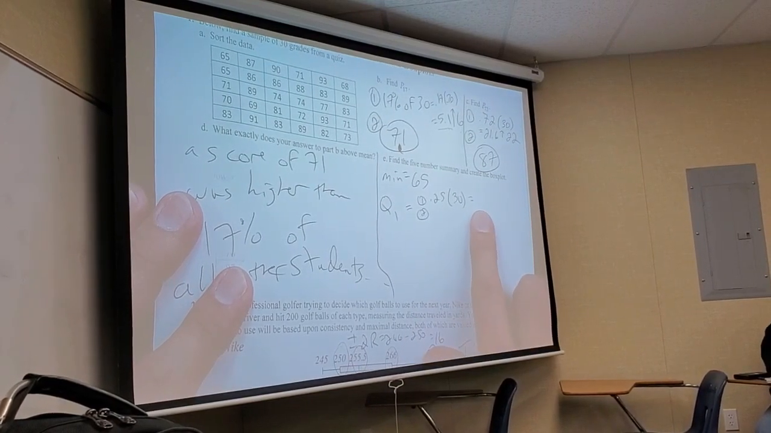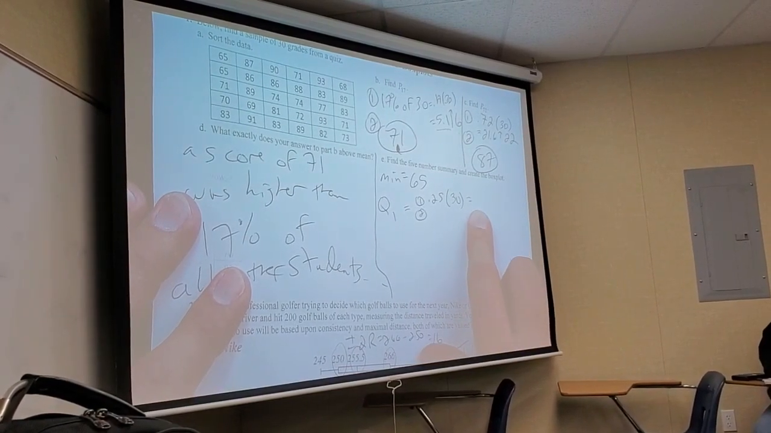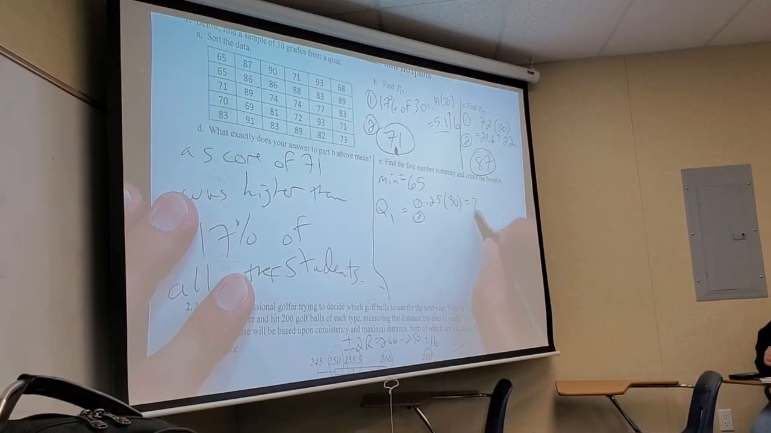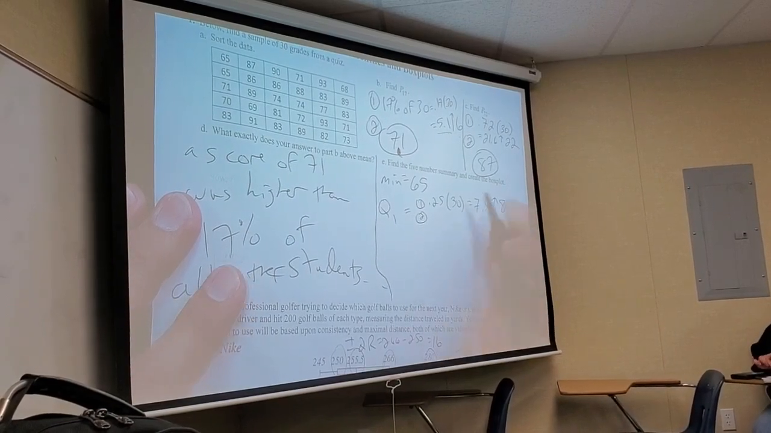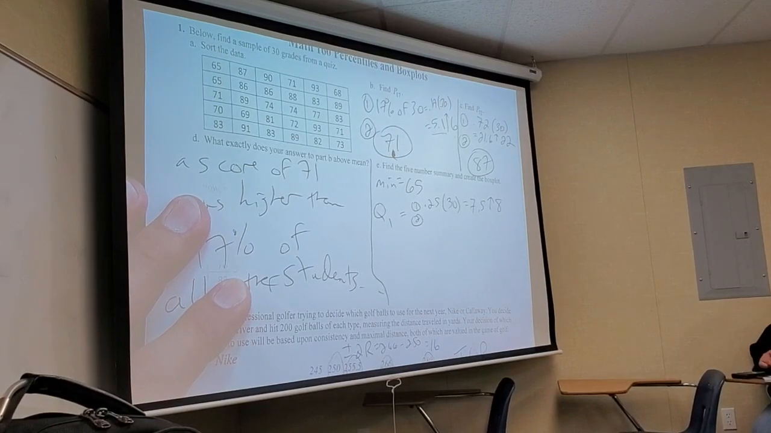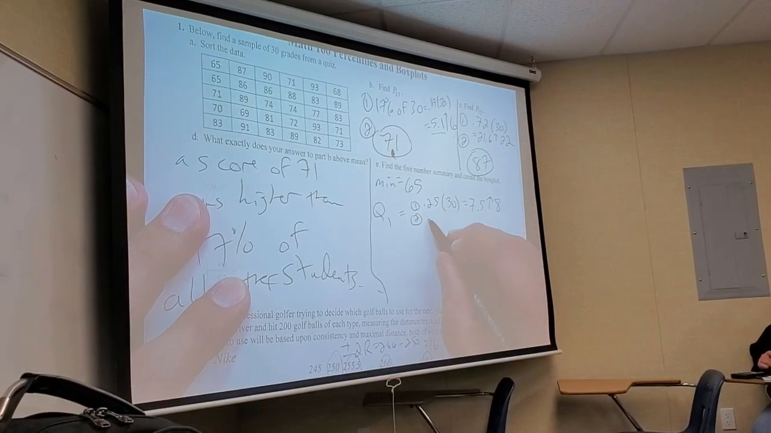What do you get? 25% of 30 is? I got a decimal and I rounded it up to 8. I love it. So you get 7.5 or something? Yep. So you round it up to 8. So the 8th number is the answer. And the 8th number you said was? 71.